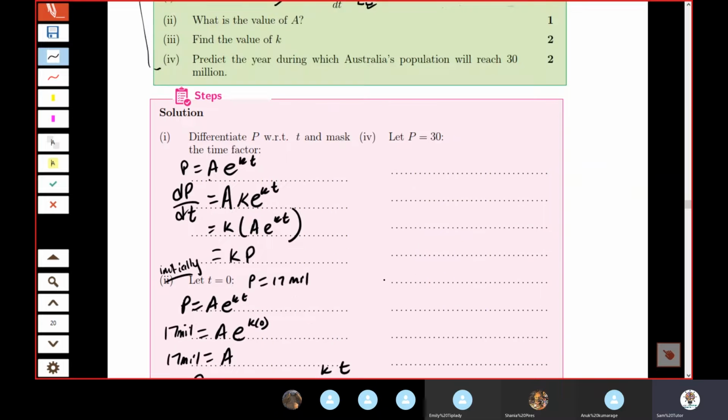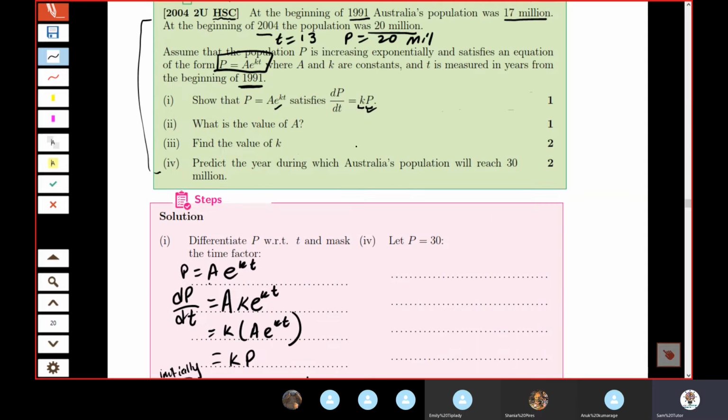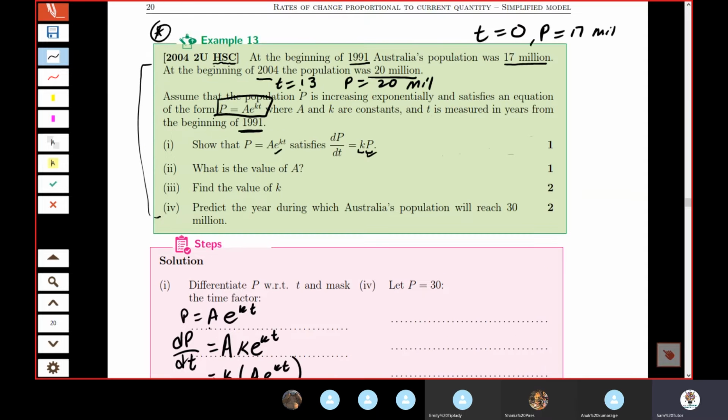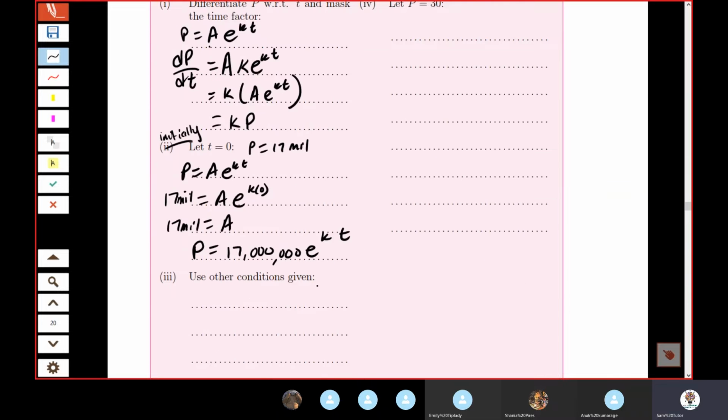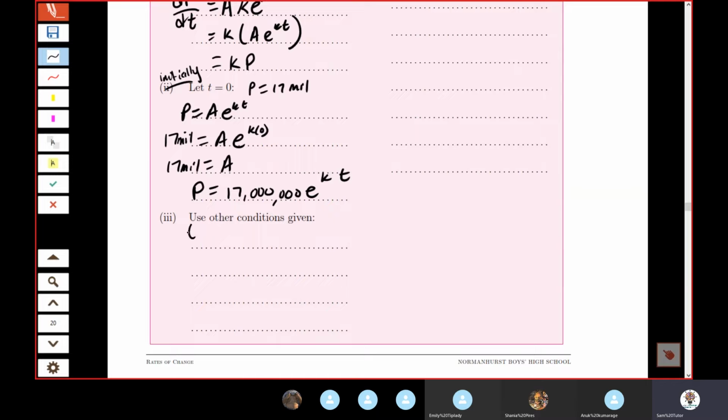Okay. Triple I. Find the value of k. Well, to find k, you'll use the other condition. When time is 13, population is 20. Use other conditions given. So, time is 13, population was 20 mil. So look something like this. Look, that's your new formula, right? Population is 20 million. Equals 17 million.